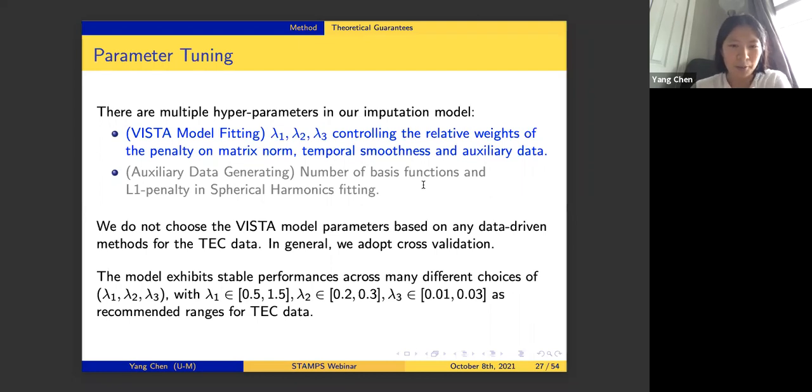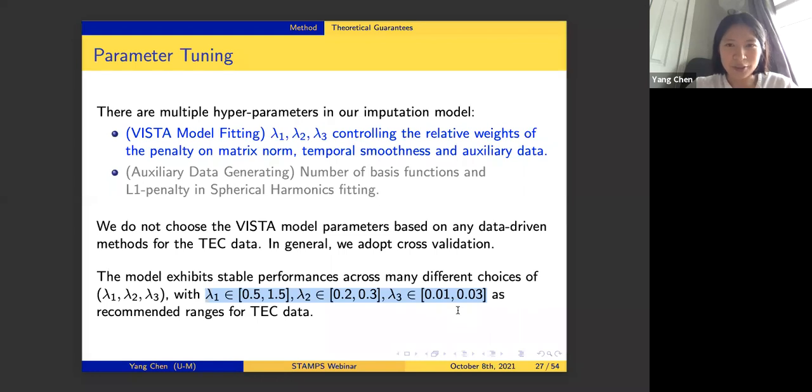For example, as long as we set the lambda 1, lambda 2, lambda 3 values to be within those boxes, our performance for the VISTA model does not change much. And in this way, in our real application, we actually just fix those tuning parameters instead of tuning them every time that we have a time sequence of TEC maps. In general, we still recommend cross-validation procedures, but with a 3-dimensional parameter space, cross-validation could be time-consuming, especially if you don't know where to get started.